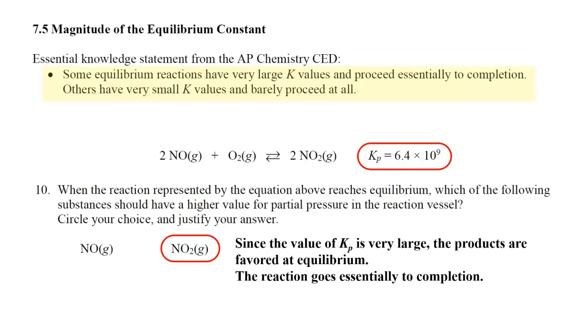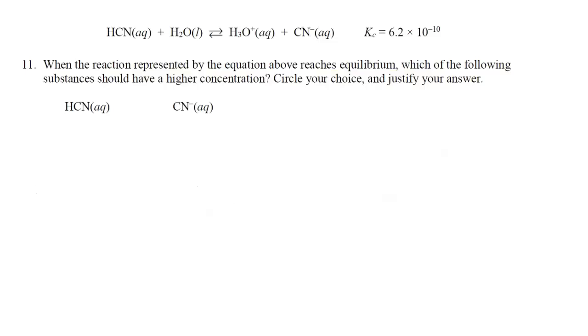Now let's compare what we saw in question 10 with the situation in question 11. Here we are given a balanced chemical equation, and the value of the equilibrium constant Kc is 6.2 times 10 to the negative 10. So this is actually a very small number, as opposed to question 10, where we had a very large value of K. So now we have to decide which of the following substances, HCN or CN-, should have a higher concentration when this reaction reaches equilibrium.